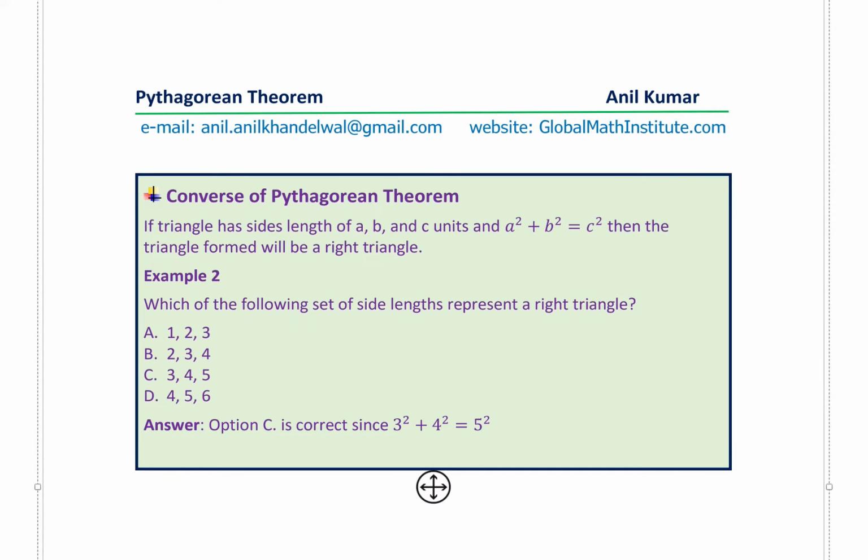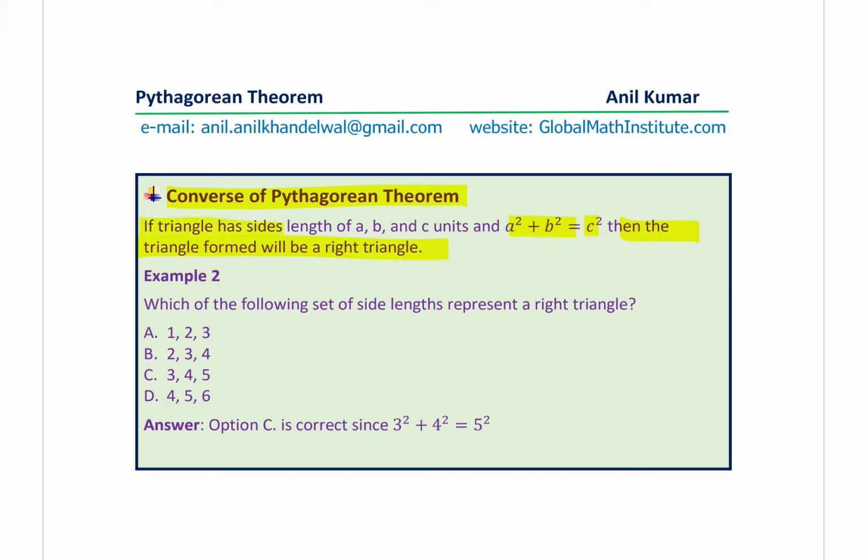Now, it is also very important to understand the converse of the Pythagorean theorem. The converse states that if the sides are so related that a squared plus b squared is equal to c squared, then the triangle formed will be a right triangle. Correct? So let me repeat this.